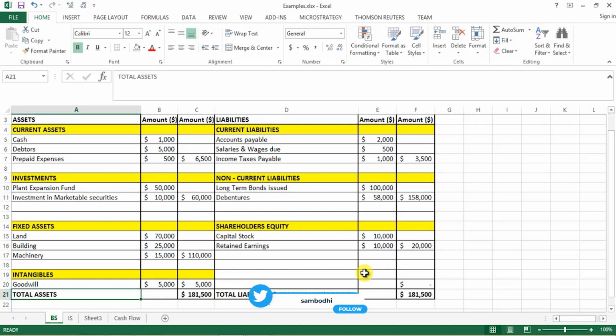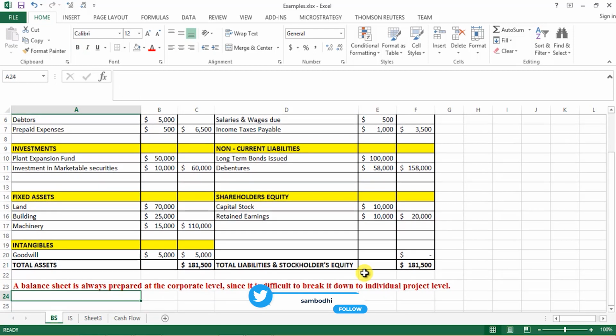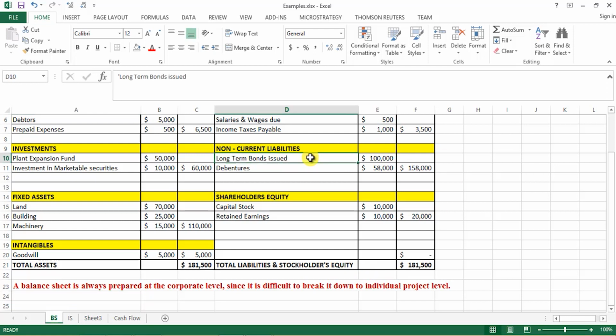Before we proceed to the next part, there's one important note which I wanted to make. A balance sheet is always prepared at the corporate level, so it is difficult to break it down to the individual project level. It is possible, but it's not feasible to prepare the balance sheet project-wise. The main reason is the long-term bonds in the liability section. These bonds can be issued to raise capital which is accessible for every project the company has undertaken, as well as for the common activities of the organization.